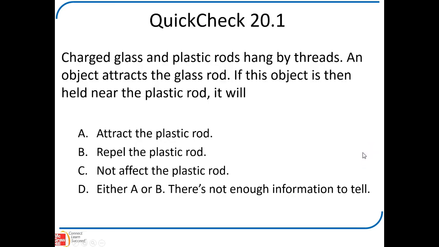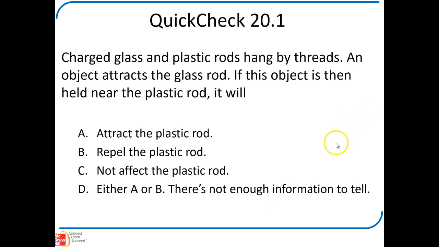We're going to do some things called quick checks now. These help us just to think about what we've learned, to see if we can remember what's going on and if we can apply it. So here I've got a charged glass rod and a charged plastic rod, and they're hanging by threads. An object attracts the glass rod. If the object is then held near the plastic rod, what will it do? Will it attract it? Will it repel it? Will it not affect it at all? Or either A or B, there's just not enough information to tell.